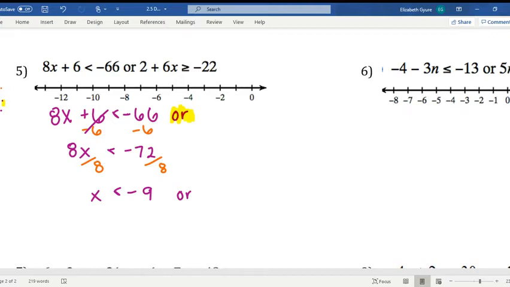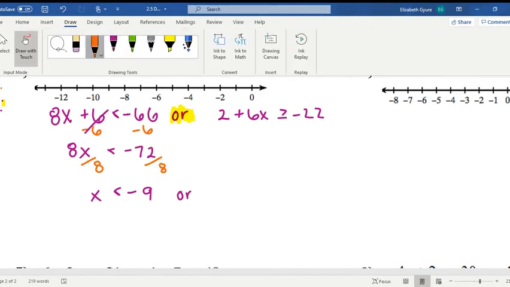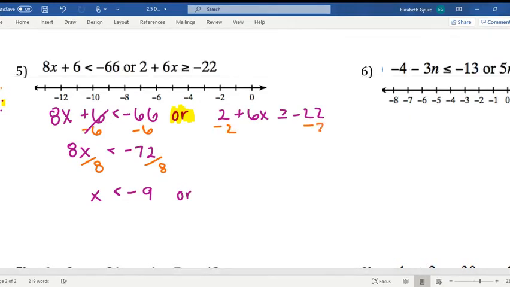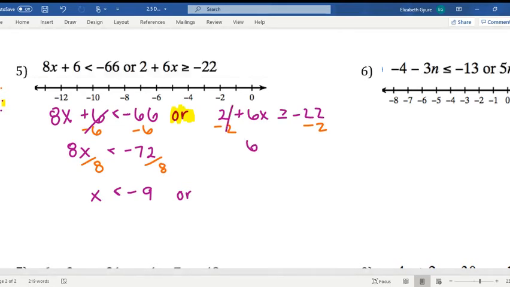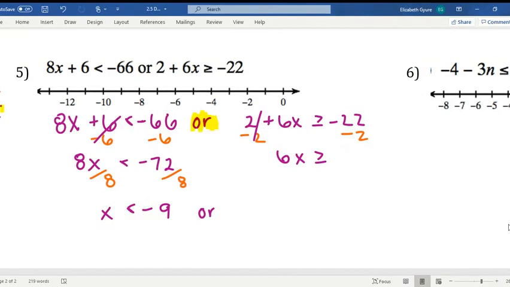And now we're going to do the other side. So now we're going to deal with this 2 plus 6x is greater than or equal to negative 22. Very good. We would subtract 2 from the left and the right. Your 2's will cancel. So bring down your 6x is greater than or equal to. And what is negative 22 minus 2? Negative 24.